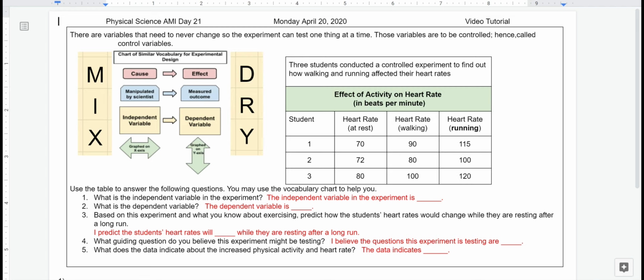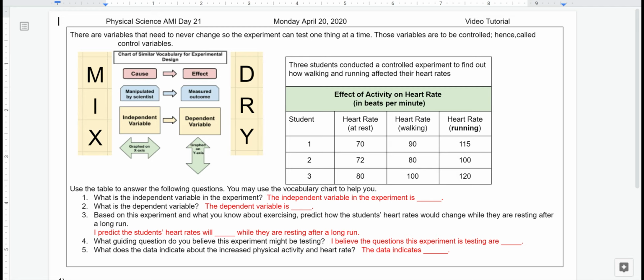So our questions, number 1, what is the independent variable in the experiment? So what is being manipulated by the scientist? What is the cause? Number 2, what is the dependent variable? Which of these is being measured? What is the effect?